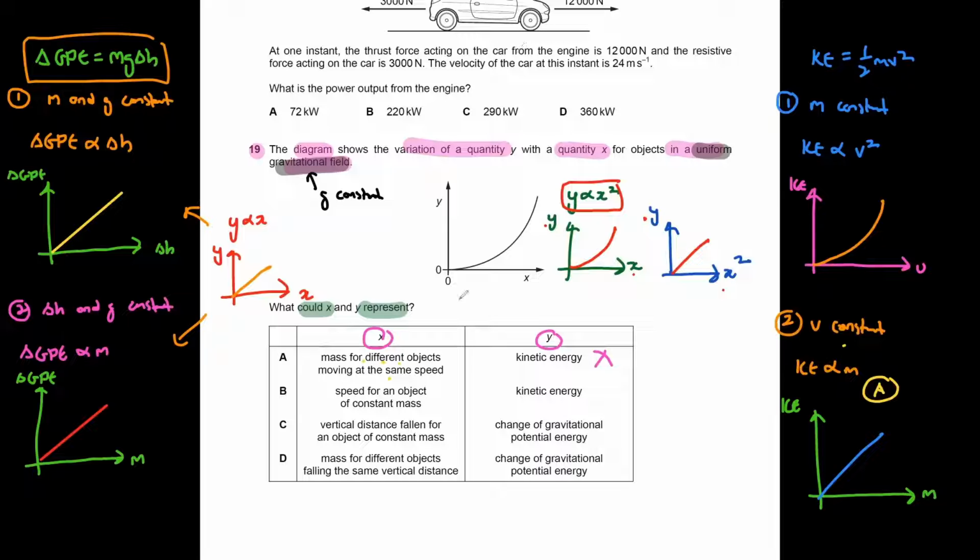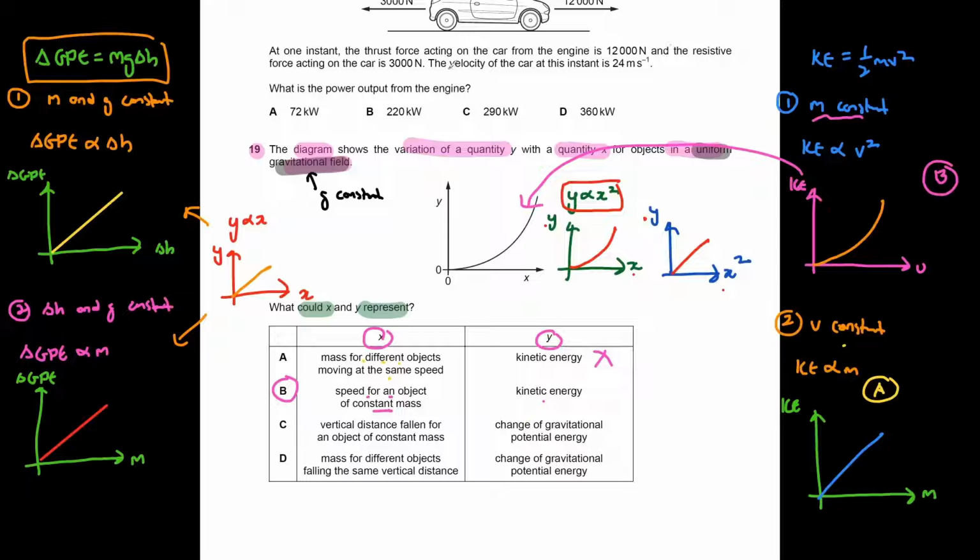Then you look at answer choice B, speed for an object of constant mass. And then the other, this is for kinetic energy. So here, this one is constant mass. That one is referring to this case here. So speed for an object of constant mass, the kinetic energy would be this. This one is actually B. Okay. You will notice that it's actually matching your graph shape here. So answer is actually B.